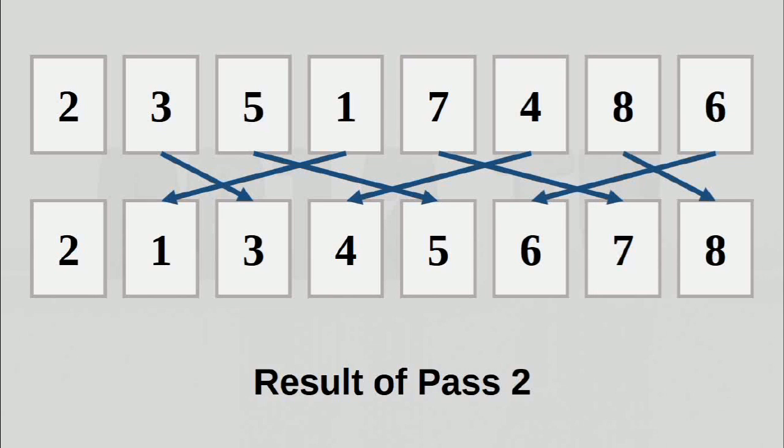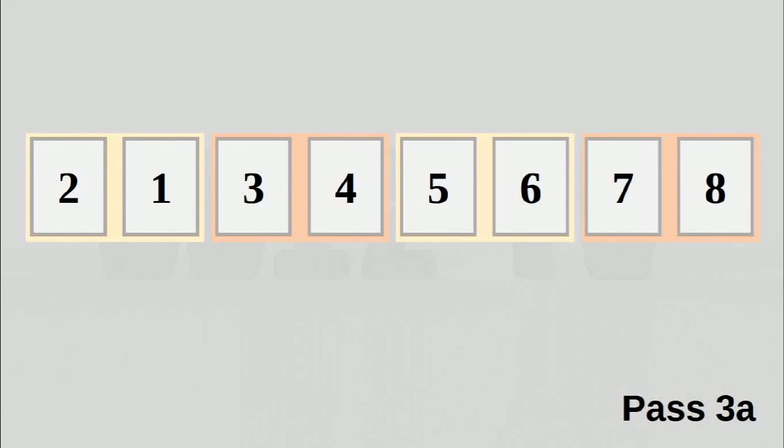And in fact, this might not be immediately obvious, but items 3, 4, 5, 6, 7, and 8 are actually already in their correct positions. Only 1 and 2 need to be swapped among themselves. Of course, the algorithm doesn't know this, which is why we go ahead and do our third pass. Items 1 and 2 are swapped, of course, and in fact, we already have a sorted list.